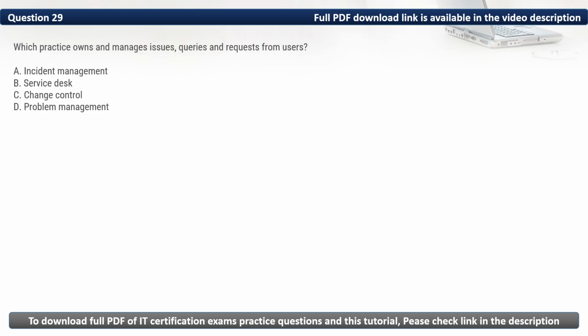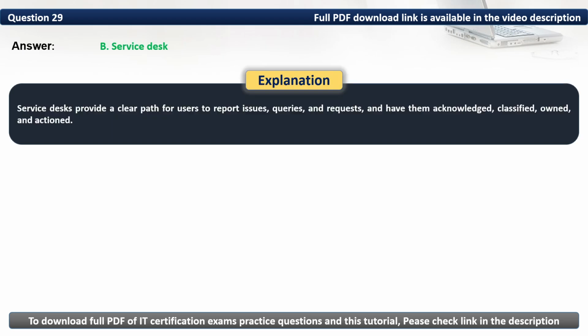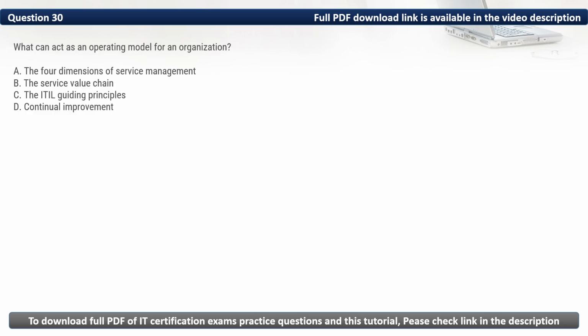Question 29. Which practice owns and manages issues, queries, and requests from users? Service desk is the practice that owns and manages issues, queries, and requests from users. Thus, the correct option is B. Service desks provide a clear path for users to report issues, queries, and requests and have them acknowledged, classified, owned, and actioned. Question 30. What can act as an operating model for an organization?